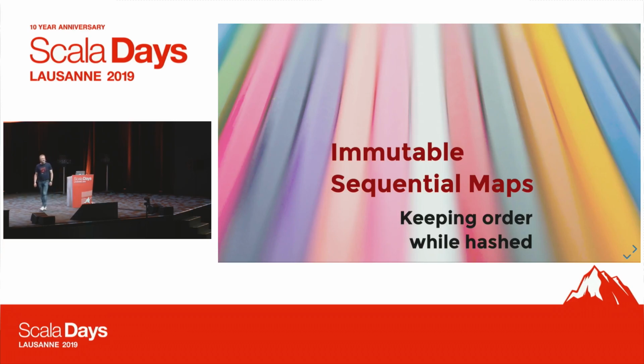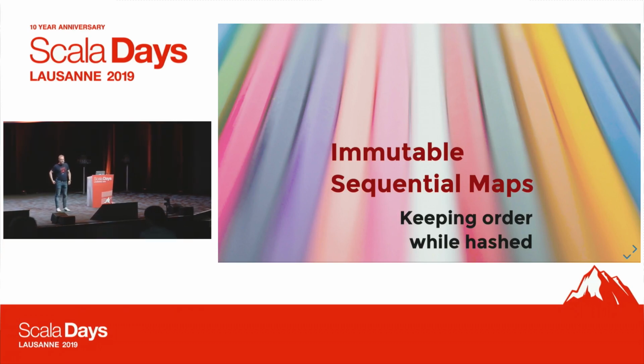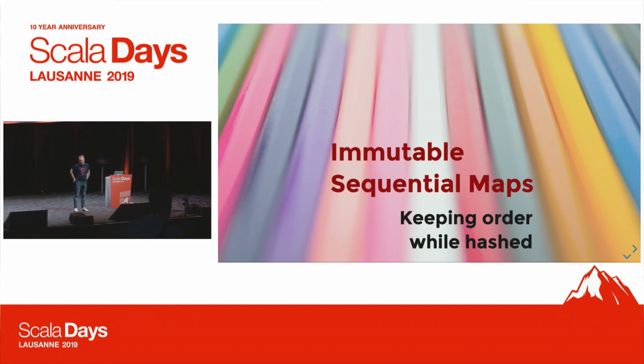Yes, hi, everybody who's still here this late in the day. I'm going to speak about a new kind of map, a new type of collection in 2.13. It's sequential maps, and I'm going to focus on the immutable ones, but there is also one mutable implementation. The challenge with those kinds of maps is that you want to keep the order while still using, basically, a hash map, which is not ordered. So that's what you're trying to solve.